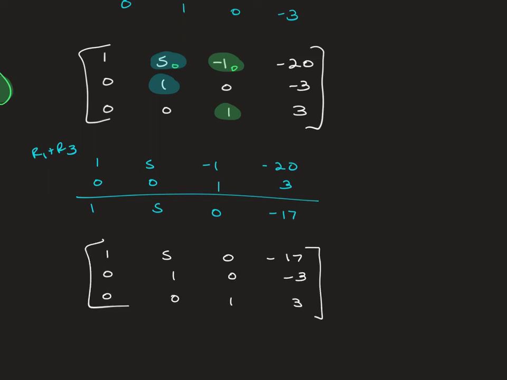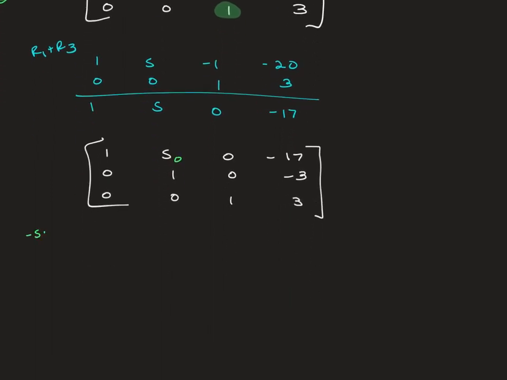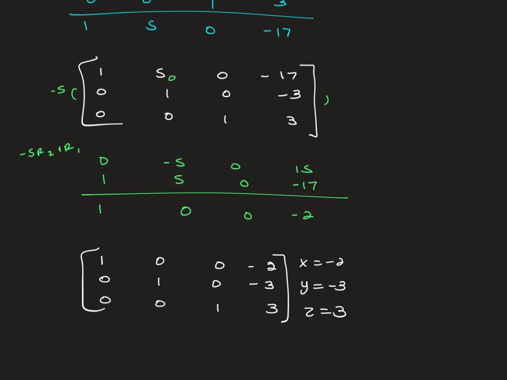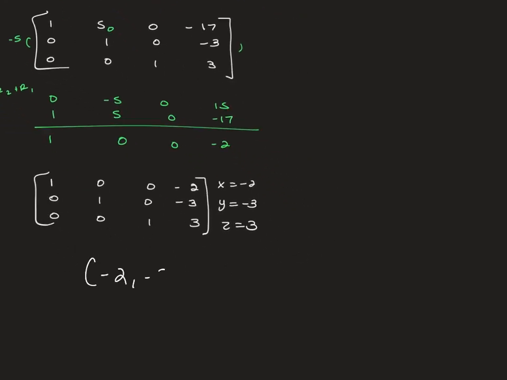Then the last 0 I want to get is where the 5 is. So I do negative 5 row 2 plus row 1: 0, negative 5, 0, 15, plus 1, 5, 0, negative 17, gives 1, 0, 0, negative 2. And that replaces row 1. So if we've done it correctly, we should get the same answer both times, which is what happened here. Negative 2, negative 3, and 3. And it's a great way to check your answer, okay?